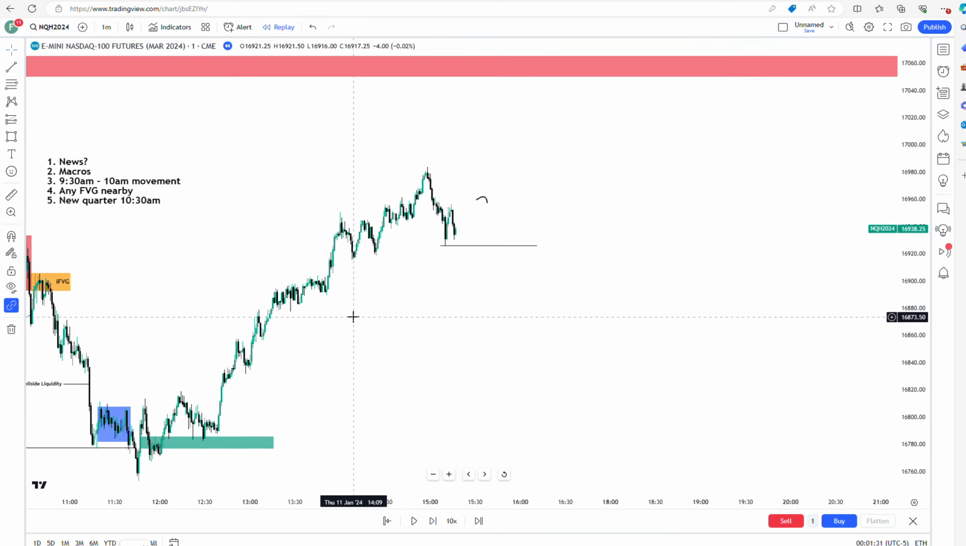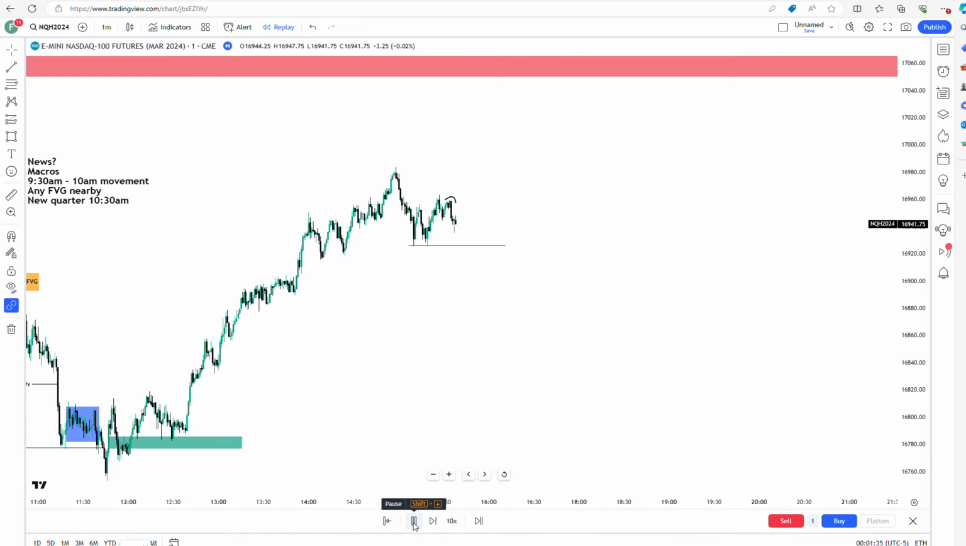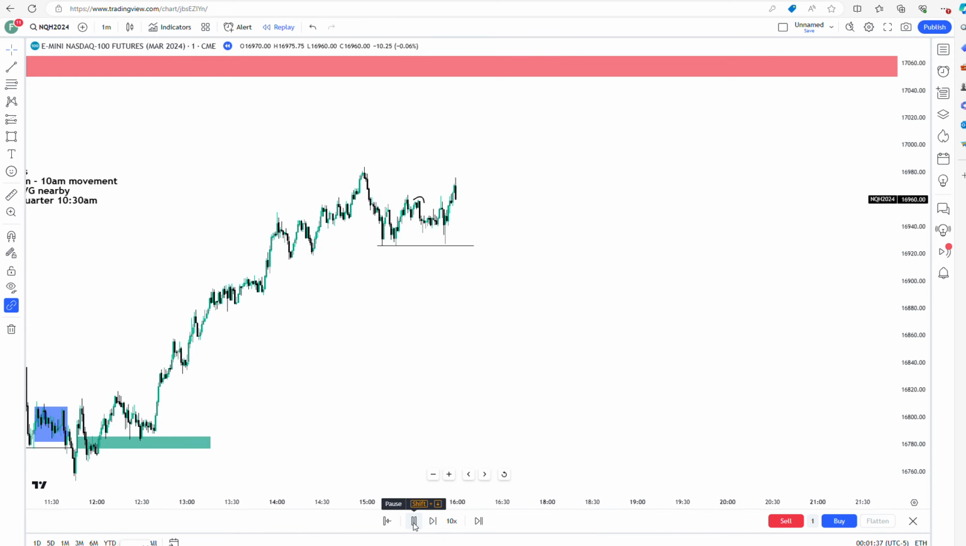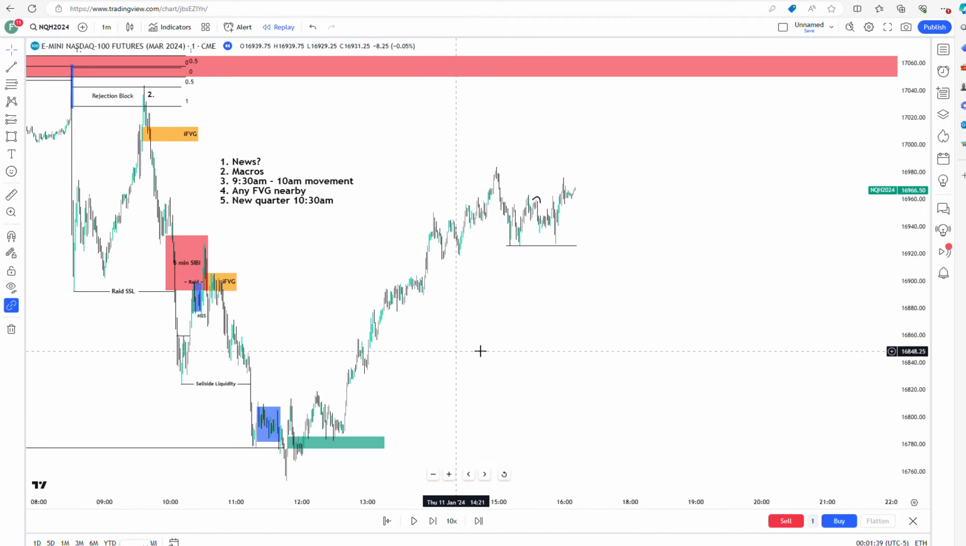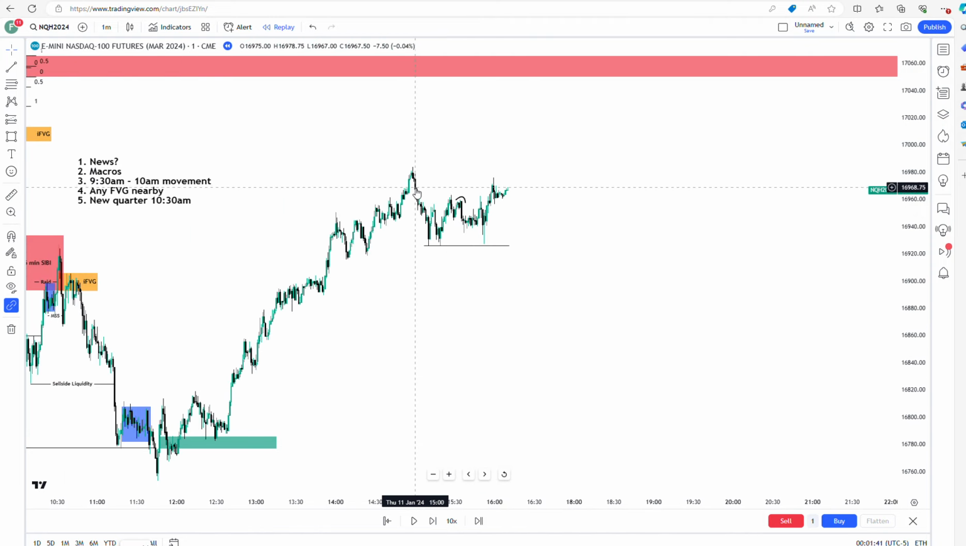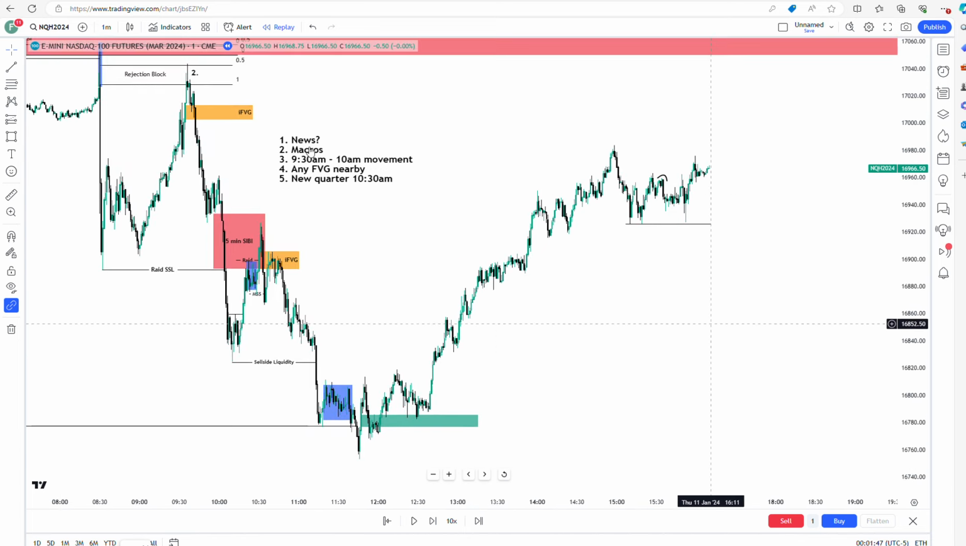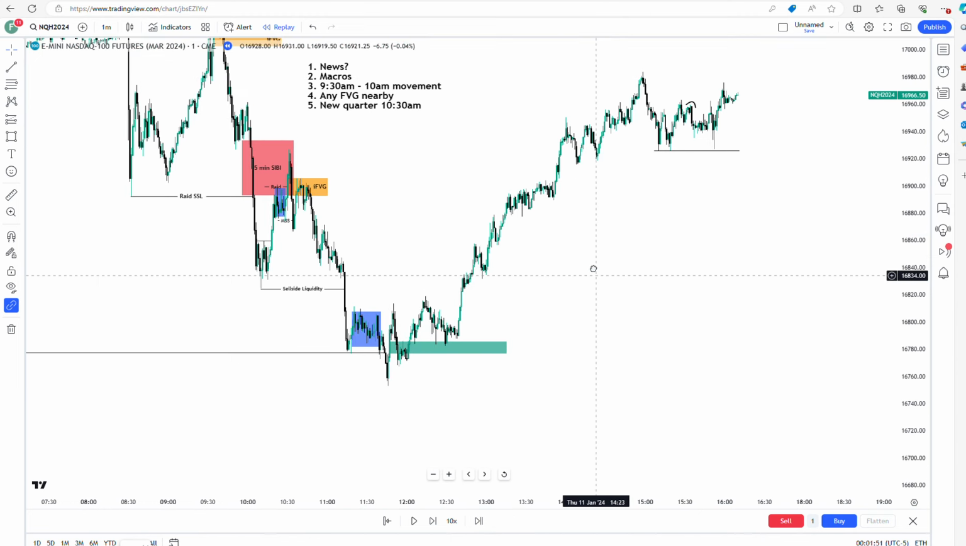PM session, let's play that out too, to the end of PM session, just so we get a bit of a picture of what's happening. So the rest of PM session, even the macro from 3:15 to 3:45, nothing really happened there, right? But what you can see here is AM session trended one direction, PM session trended the other. And you'll notice this many times.